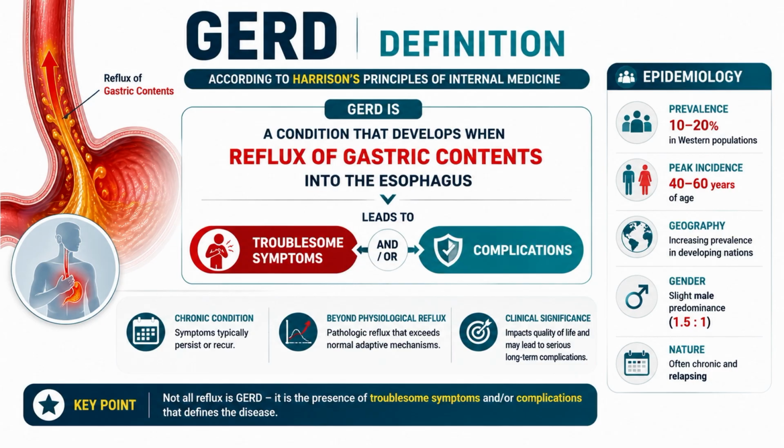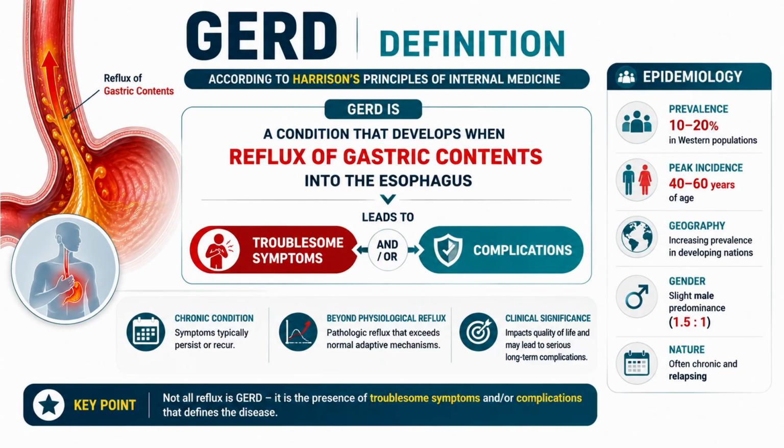So let's study the definition and epidemiology. According to Harrison's Principles of Internal Medicine, GERD develops when reflux of gastric contents into the esophagus causes troublesome symptoms and/or complications. The definition is important because not every reflux episode is GERD. Even healthy people can occasionally experience physiological reflux. It becomes GERD only when symptoms are troublesome or complications develop.